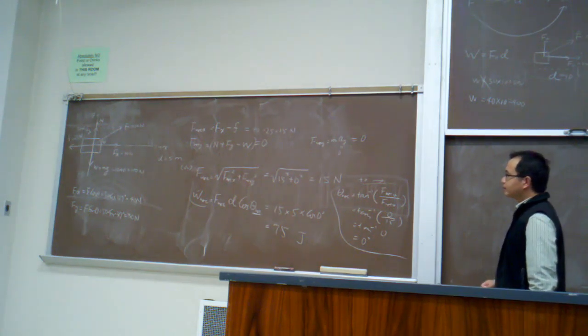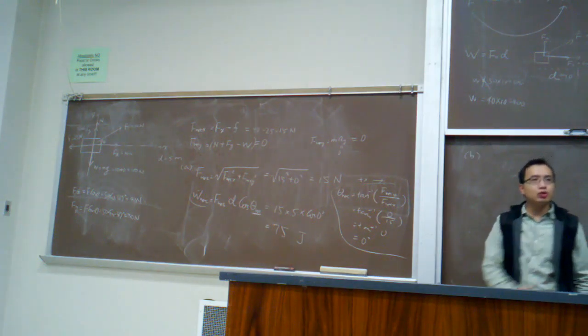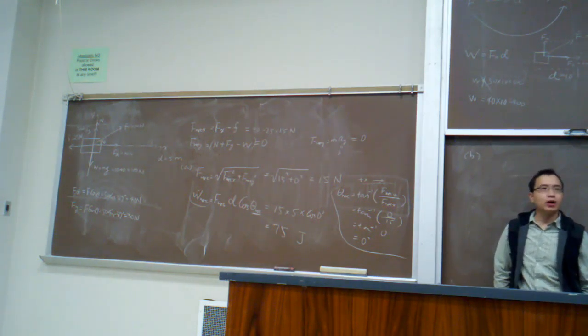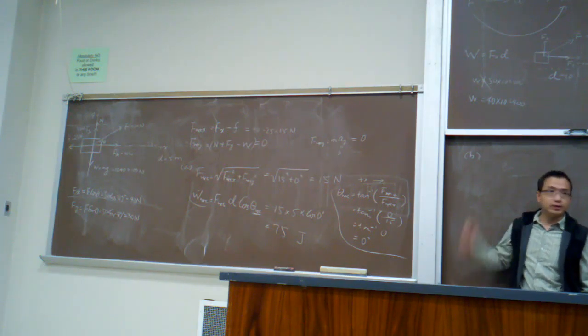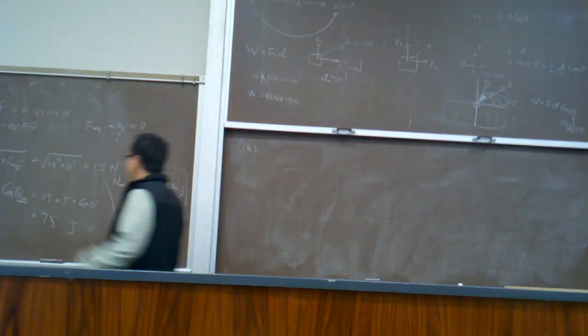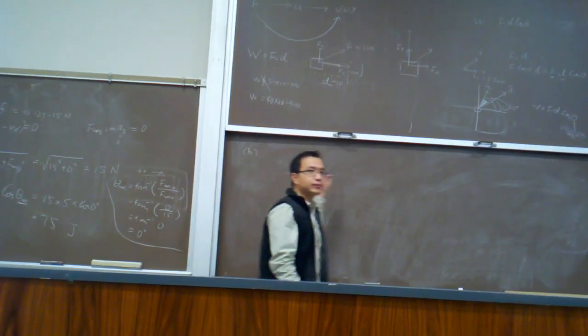Okay, now this is for part A. Part B, we are going to calculate the work in a different way. Of course, finally we should get 75. But now let's look at it this way. In fact, I like it better. I also would expect you like it better. If you have some problem in the test like that, I suggest you use this way.